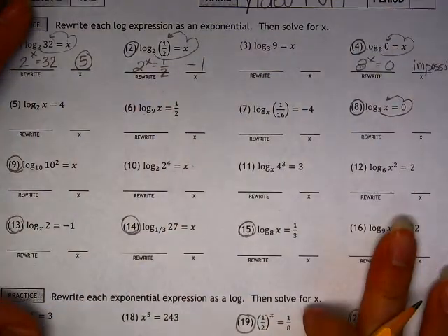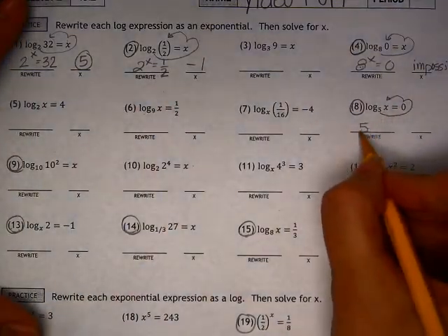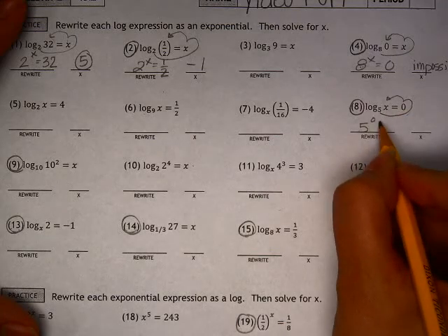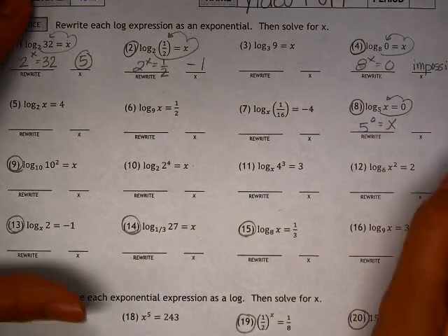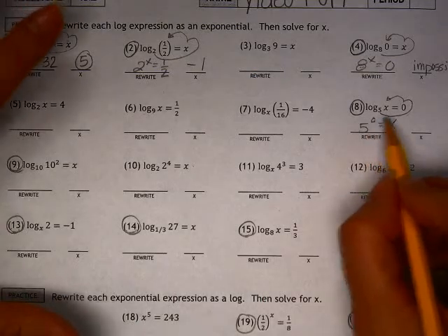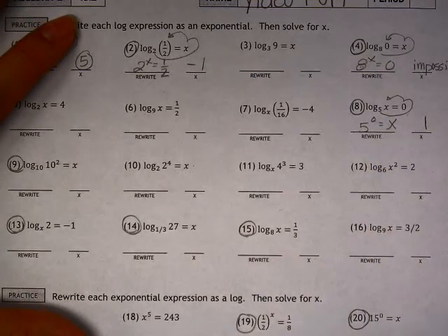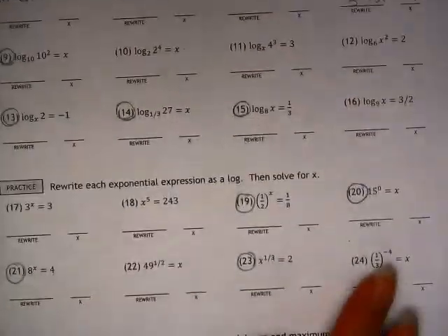Let's go ahead and look at this one and see how it's different. We got 0 in the mix here again, so we'll see what happens. 5 again is on the base. 5 to the 0 equals x. Remember, anything to the 0 is 1. So that's a little bit different.